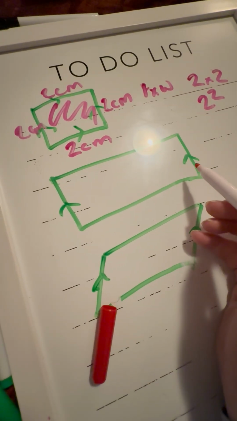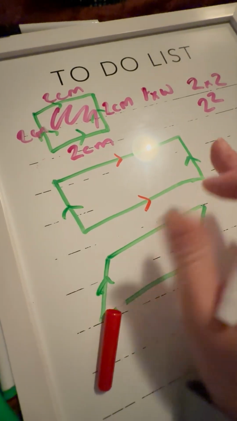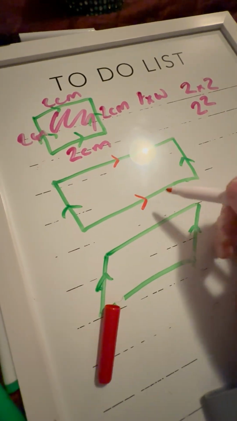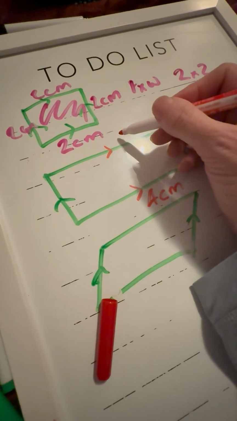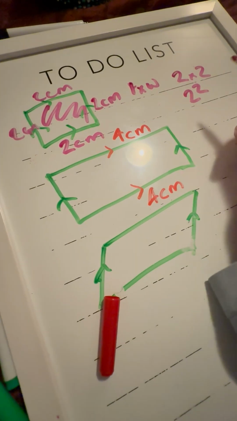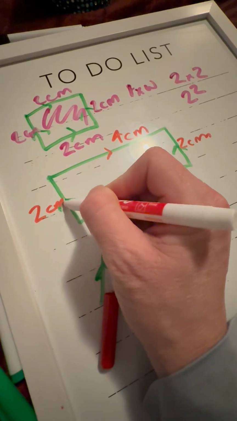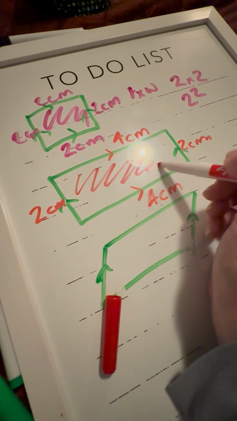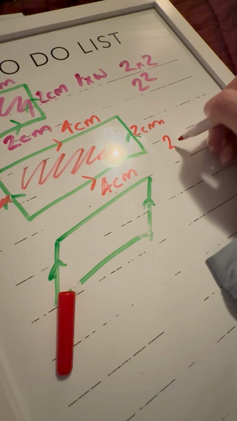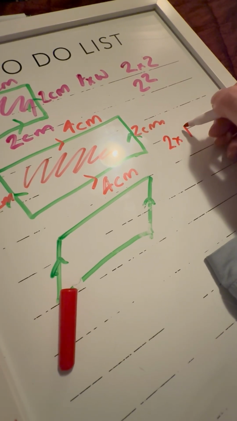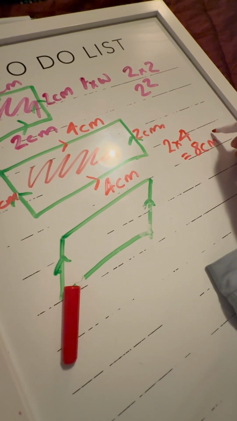In a rectangle, just like a square, these lines are parallel and these lines are parallel. And the opposite sides are always equal. So if this side is 4 centimeters, this side must be 4 centimeters. And if this side is 2 centimeters, this side must be 2 centimeters. So the area of a rectangle, we're working out the same as a square. So we've got the length times the height, which gives us 8 centimeters squared.